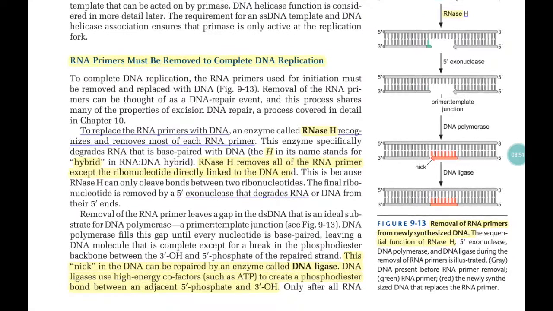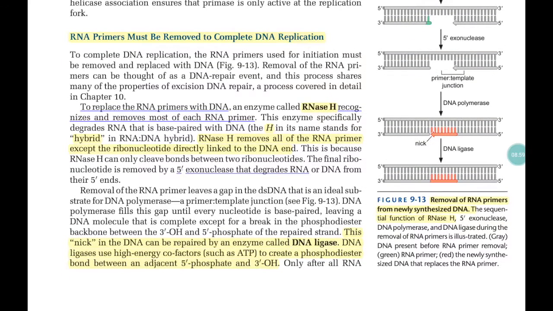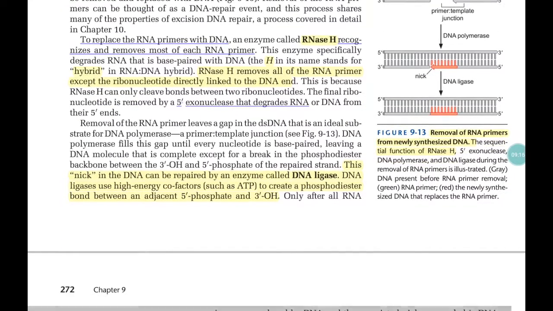The RNA primer must be removed to complete the DNA replication. To replace the RNA primers with DNA, an enzyme called RNase H recognizes and removes most of each RNA primer. The H is for hybrid. The RNase removes all the RNA primer except the ribonucleotide directly linked to the DNA end. A 5' exonuclease degrades the RNA or DNA from their 5' end. Removal of the RNA primers from the newly synthesized DNA.